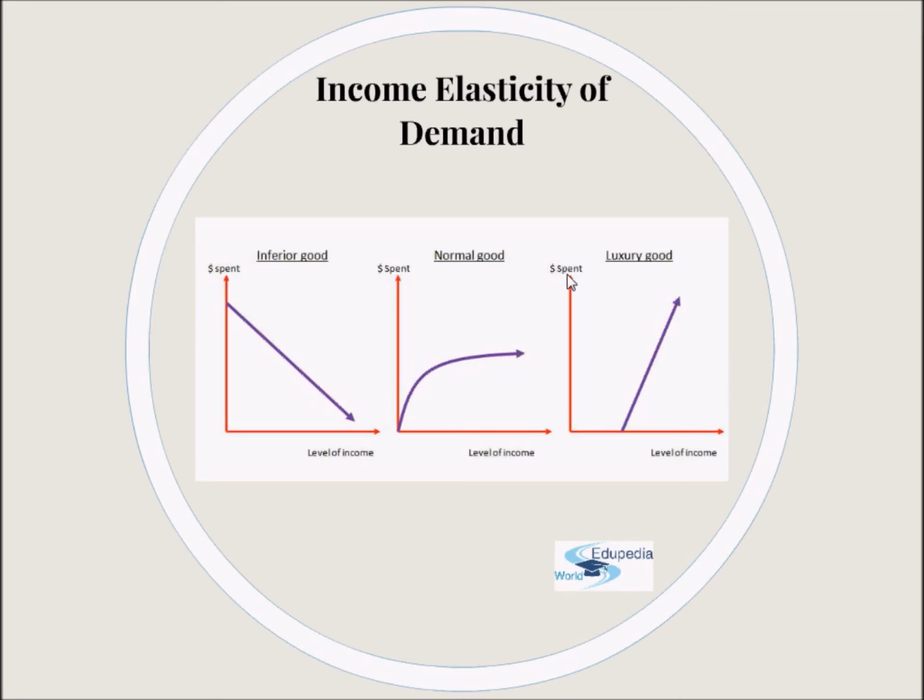In case of luxury goods, we see that beyond a certain level of income, the consumer increases the quantity demanded of luxury goods. Up till a certain level of income, he was not demanding luxury goods, but after a certain increase in level of income, he started demanding luxury goods, and as the income is increasing, the demand for luxury goods is increasing. So we see here that the elasticity of demand in case of luxury goods is greater than 1. In case of normal goods, it's between 0 to 1, whereas in case of inferior goods, it's less than 0.